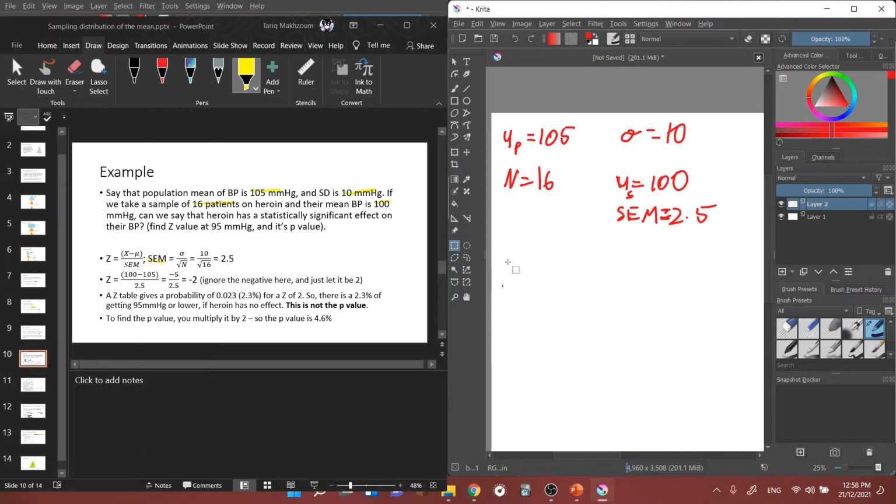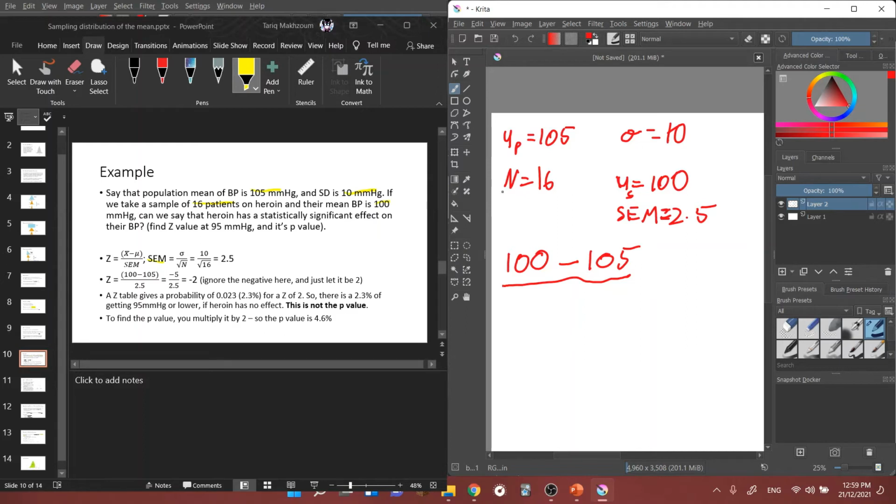Right, and then the next step is to find your z value. So to find the z value, you're going to take your sample mean, minus the population mean, and then you're going to divide that by your standard deviation, right?